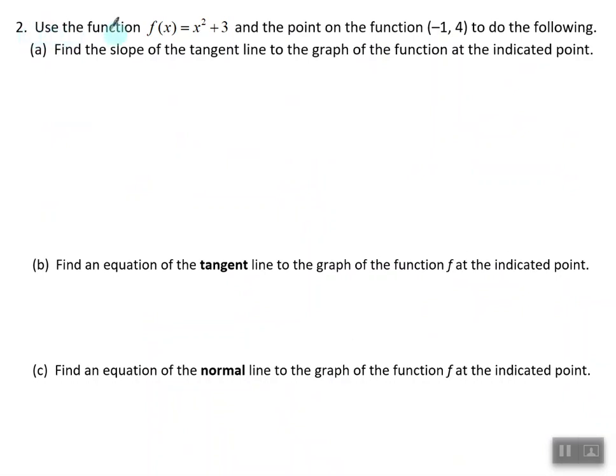Two, use the function f of x equals x squared plus 3 and the point on the function negative 1, 4 to do the following. A, find the slope of the tangent line to the graph of the function at the indicated point. Well, of course, slope of the tangent line, we recall, means the derivative, f prime of c.